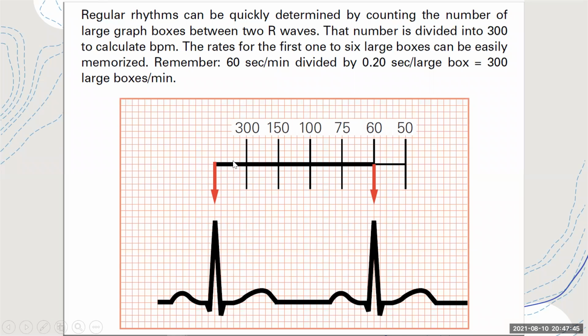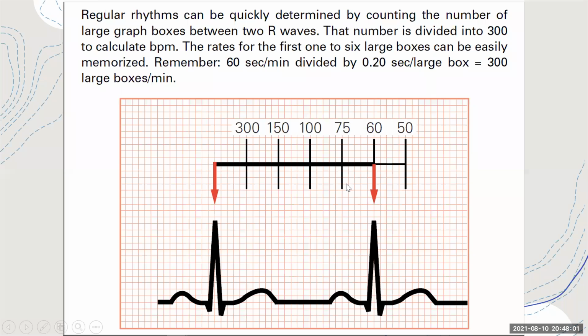Say for example, they have already calculated. A big box should have 5 small boxes inside. So this is 1 big box, 2nd big box, 3rd, 4th, 5th. So if you could see, in between these 2 R waves, there are 5 boxes.